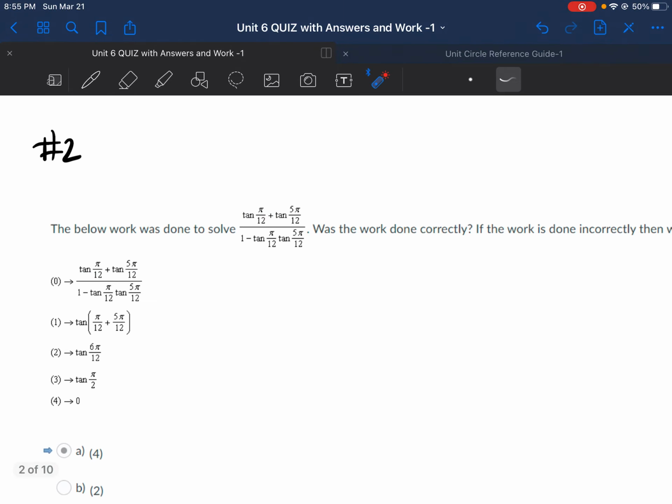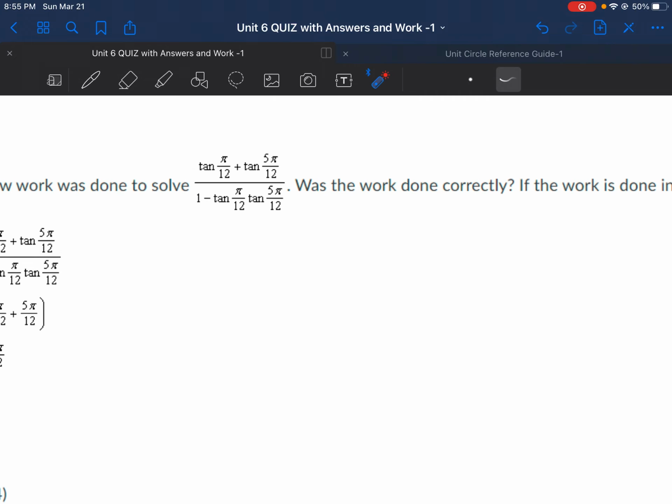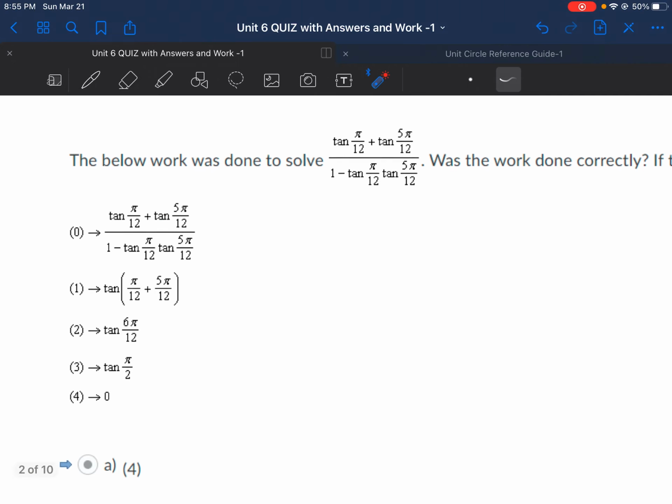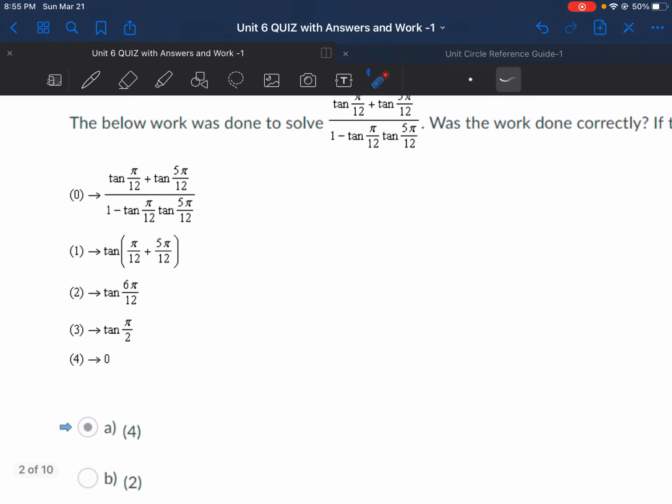All right, so let's do another one like that. Here, the work is done to solve this thing right here, tangent pi over 12 plus tangent 5 pi over 12 over 1 minus tangent pi over 12 tangent 5 pi over 12. So same deal. Let's start checking through the work. First things first, here's the problem. It looks to me like it was copied over correctly, so line 0 should be fine.